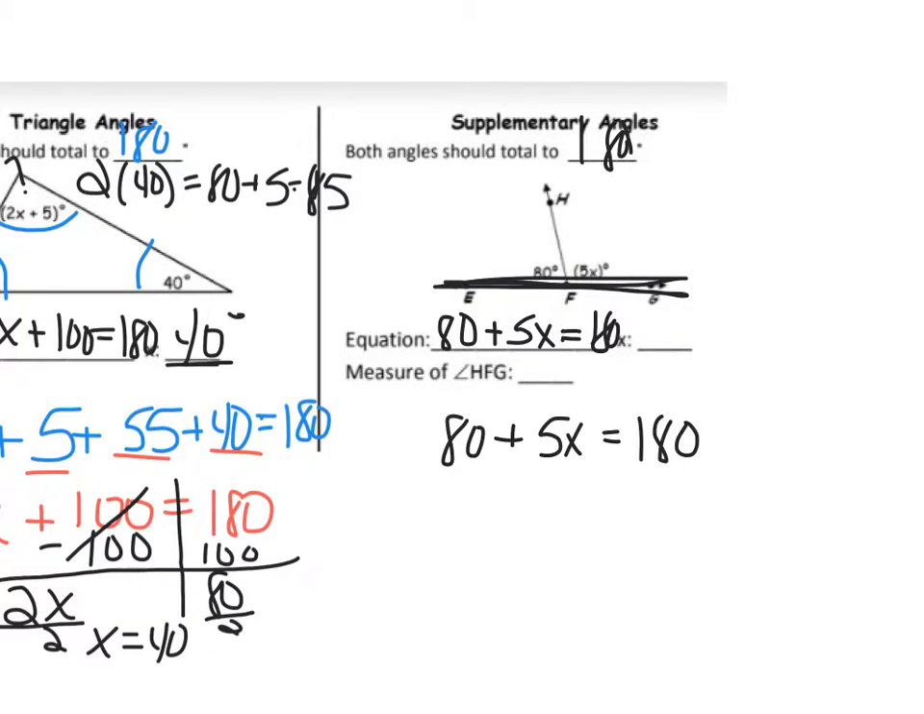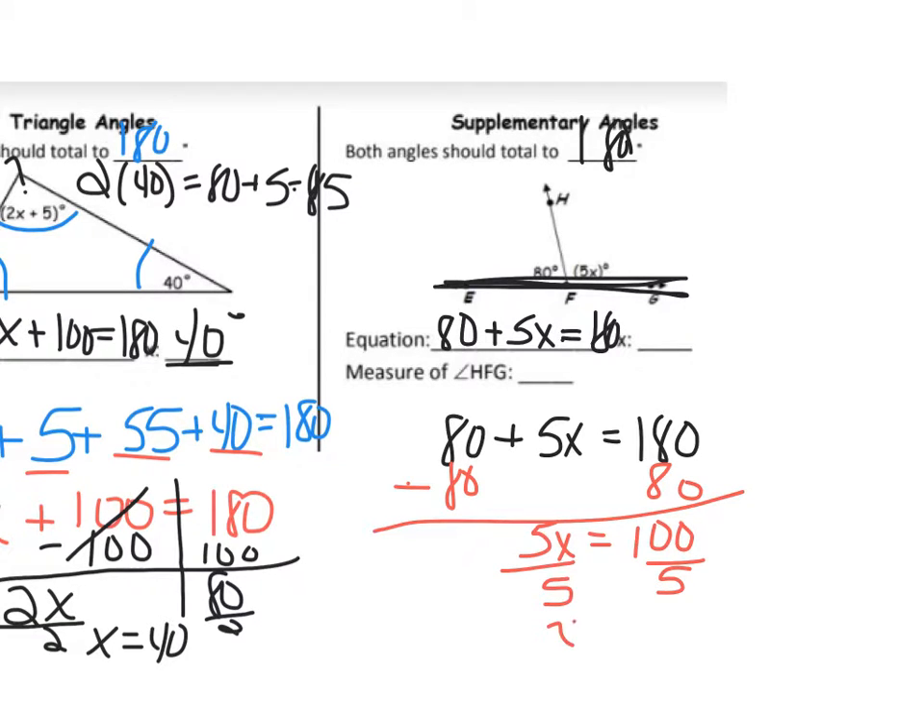So let's go ahead and subtract 80 from each side. So that becomes 5x is equal to 100. So when we divide by 5, x will equal what? 100 divided by 5 is going to be 20. So x is equal to 20.